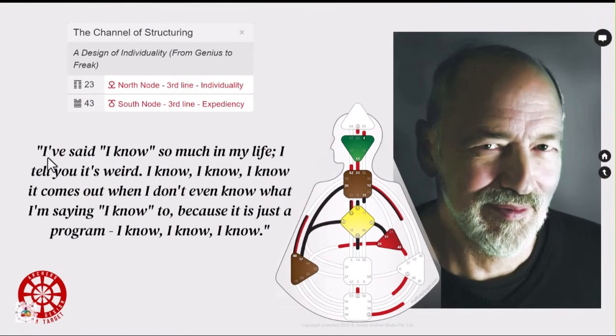Here with Ra, he says, I've said, I know so much in my life. I tell you it's weird. I know. It comes out when I don't even know what I'm saying I know to. Because it is just a program. I know. Right there. See how he says, I don't even know what I'm saying I know to. The I here is his mind. His body, this was his design path that he was walking, had this genetic imprinting that gave him that freak channel that could be certain about the formulas that he was sharing through his I think process.